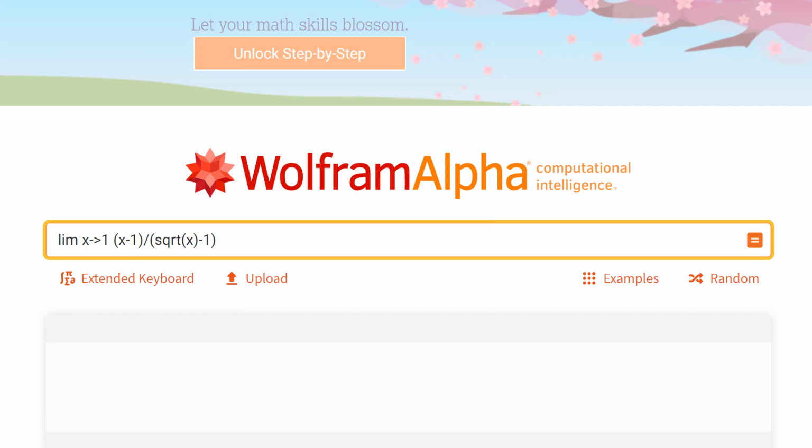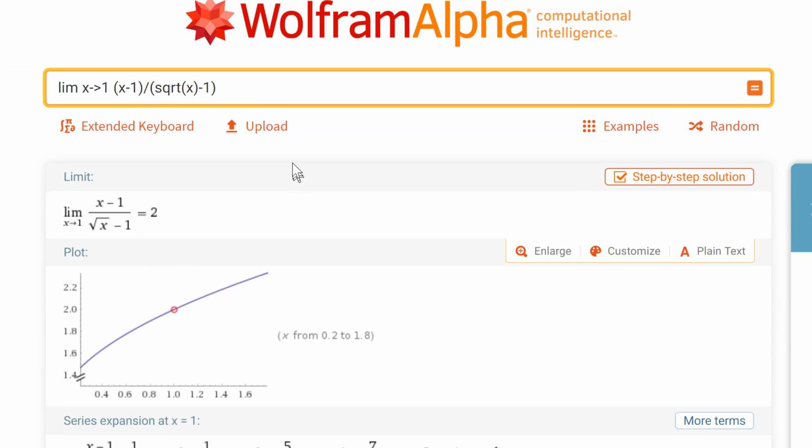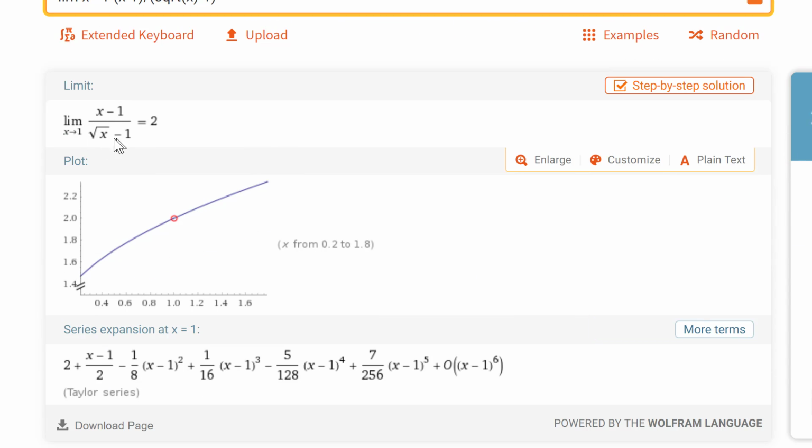And then when I hit enter, notice here in Wolfram Alpha, it gives me the answer here, which we just calculated. The limit as x approaches 1 of that rational expression is 2, and then a little bit of a picture. You can see here we have a hole in the graph. And so the limit from the left and the limit from the right is 2. Okay, great.